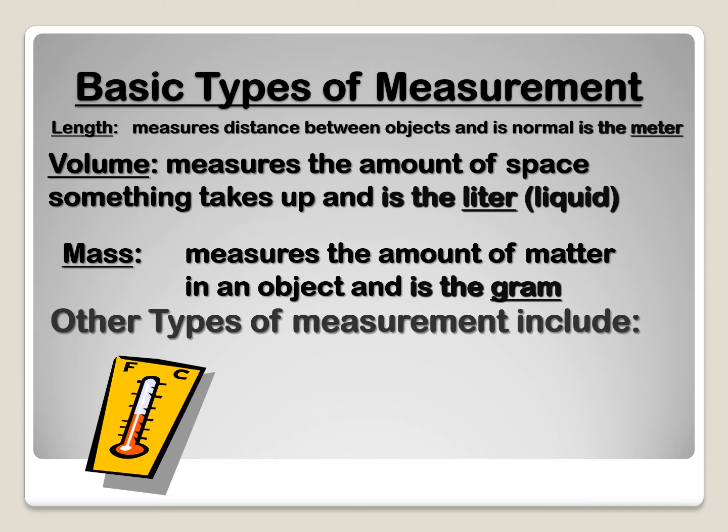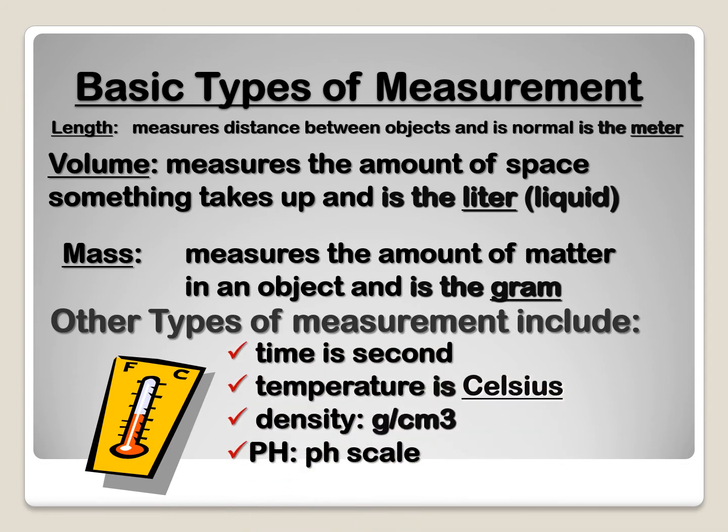Other types of measurements include time, which we normally measure in seconds. You have temperature, which is normally measured in Celsius. You have density, which is normally measured in grams per cubic centimeters. And then you have the pH, which is normally measured by the pH scale.